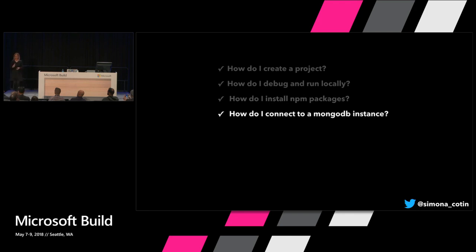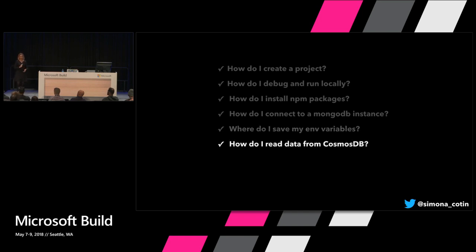How do I connect to a MongoDB instance? Same thing. We know how to do that in an Express application. How do we do it in a serverless application? Because most of our applications are talking to a database. Where do I save my environment variables? I don't want to commit them to GitHub, right? I need a place to save them. How do I read data from, well, here I have Cosmos DB, but any other database as well? How do I do that?